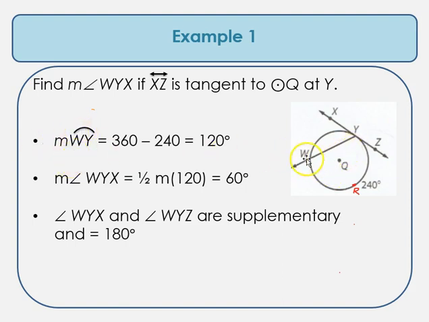So, the measure of arc WY equals the whole circle, 360 degrees, minus this major arc, which is WRY. 360 minus 240 equals 120. The measure of angle WYX, and that is this angle right here, equals 1/2 of 120, which was our measure for this arc. So if this arc is 120, WYX equals 1/2 of 120, which will be 60 degrees.